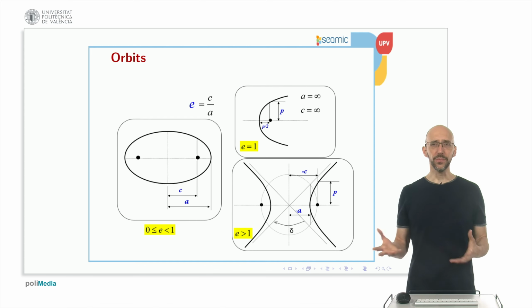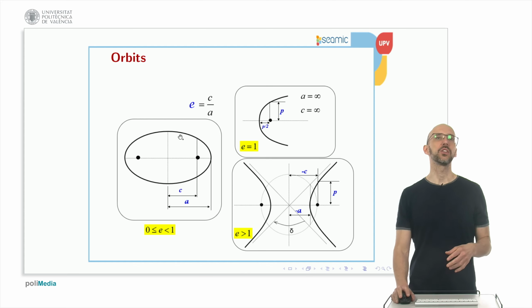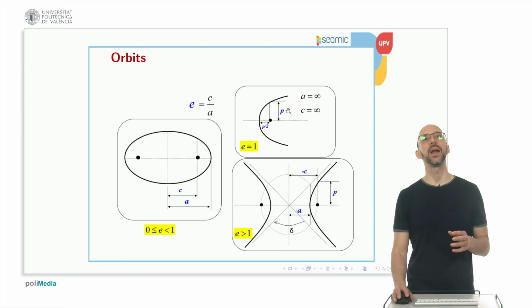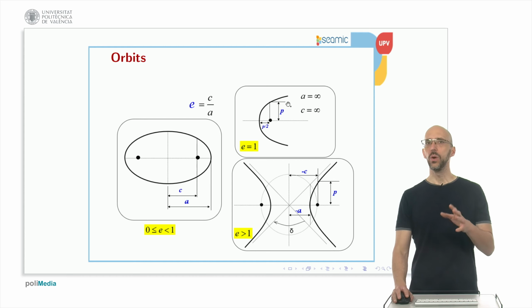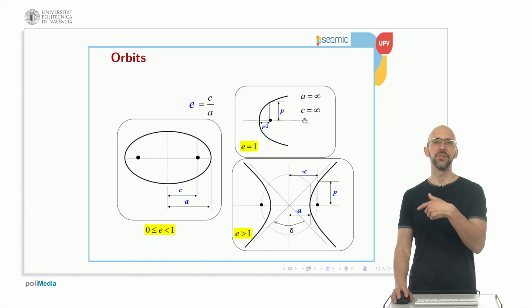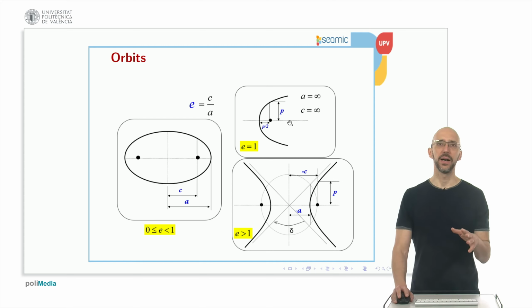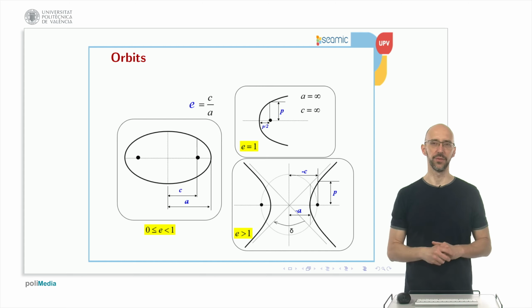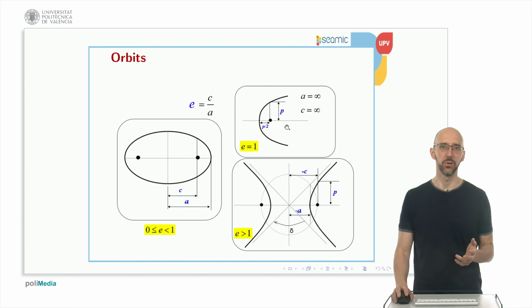So, orbits. If the eccentricity of an orbit is between 0 and 1, we are talking about ellipses, or a circumference if the eccentricity is equal to 0. When the eccentricity equals 1, the ellipse is broken and becomes a parabolic orbit. We will deal with A equal infinity or C equal infinity in these cases. But the key point is that if something is not orbiting the Earth, and is going far away from the Earth, it is not going to follow an elliptic orbit. It's going to follow a parabolic orbit.